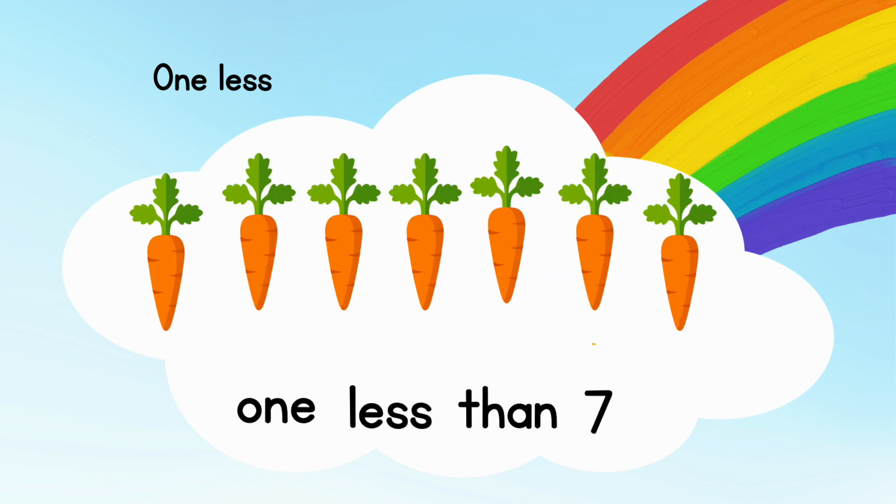7 carrots. Let's count them. 1, 2, 3, 4, 5, 6, 7. 1 less than 7 is, let's take 1 away.